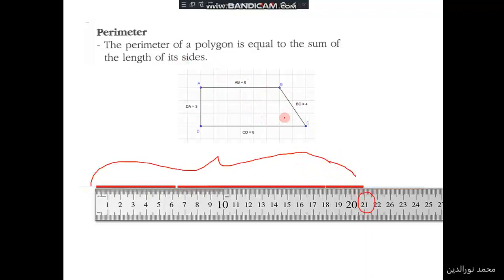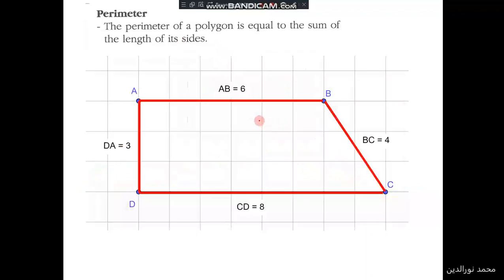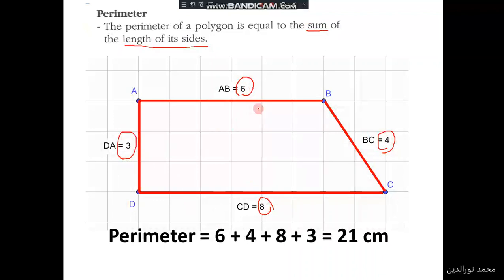We can't work this way every time. So the easier way is that we sum, or add, the lengths of the sides. AB is 6, BC is 4, CD is 8 and DA is 3. So we add them together: 6 plus 4 plus 8 plus 3, and the perimeter of this polygon is 21 centimeters.